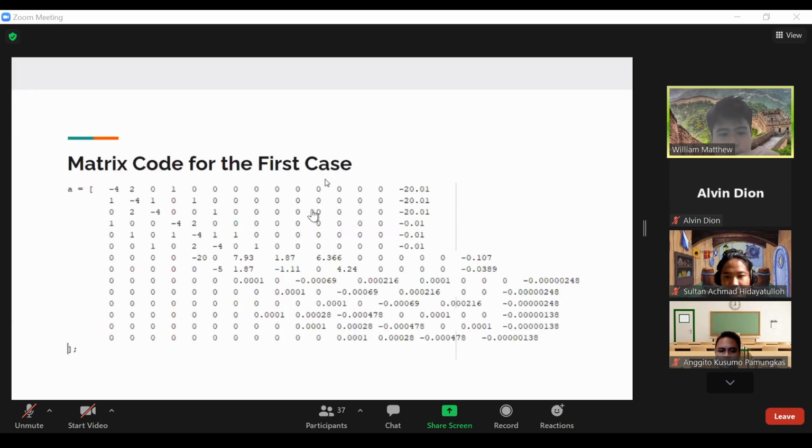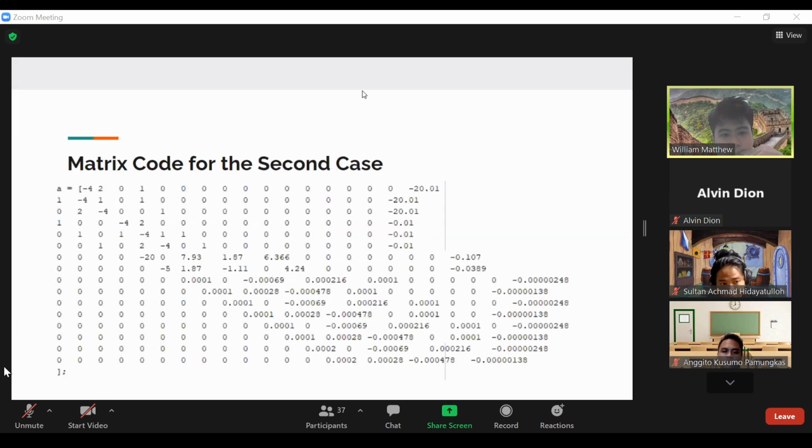So here it can be seen that MATLAB can display, oh no, this is the input. This is the input for the calculation on MATLAB for the first case. Okay, so next will be explained by Timothy.